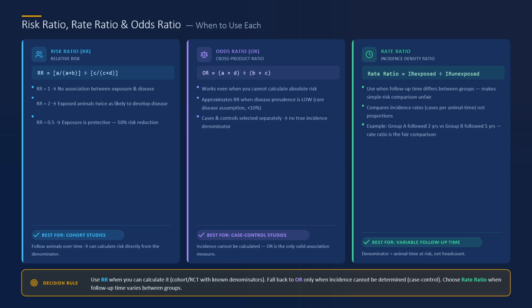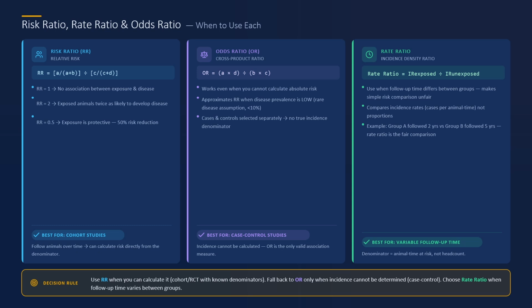Under the rare disease assumption, roughly 10% prevalence or less, the odds ratio approximates the risk ratio. Above that, it overestimates. Rate ratio compares incidence rates rather than proportions. Use it when follow-up time differs between groups. If Group A is followed 2 years and Group B 5 years, a simple risk comparison is unfair. The rate ratio fixes that because the denominator is animal time, not head count.